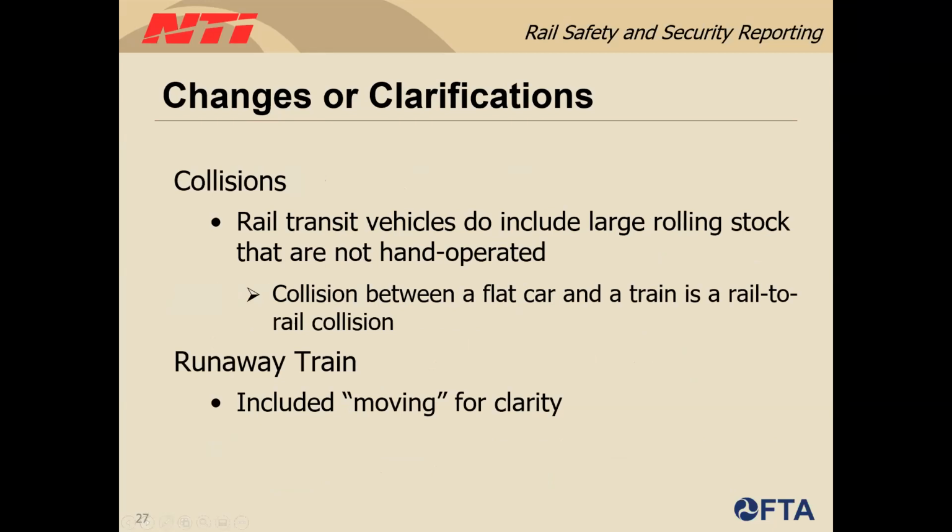We made a clarification that the definition of rail transit vehicle does include large rolling stock, such as a flat car, as long as it is not hand-powered. Therefore, a collision between a flat car and a revenue train or a work train, for example, would meet the automatically reportable rail-to-rail threshold.